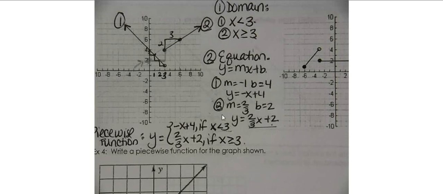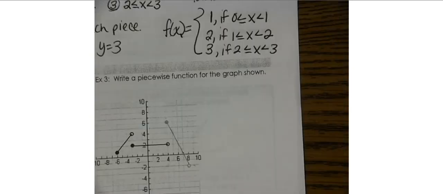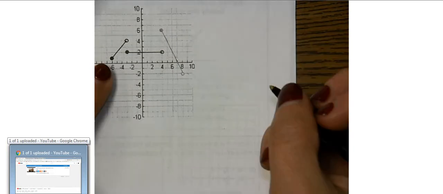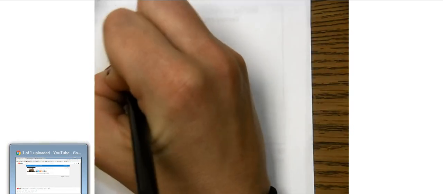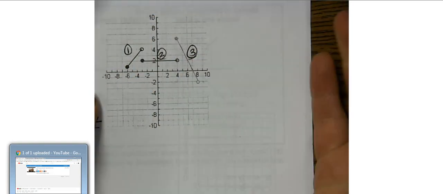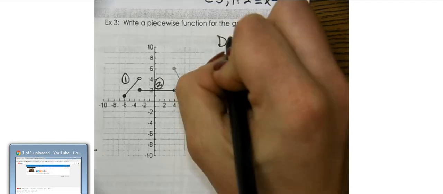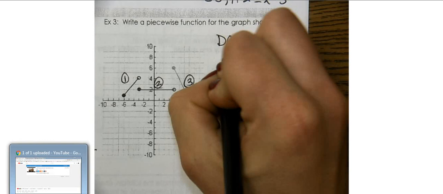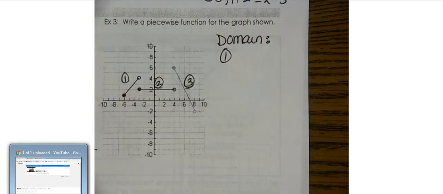All right, let's go ahead and look at example number 3. For example number 3, we have a lot of segments. And in this case, we have 3 different pieces. So I'm going to label them 1, 2, and 3. And we're going to follow the same steps. First, we're going to identify the domain of each piece. So for the first piece, it might be helpful if you have something to cover.